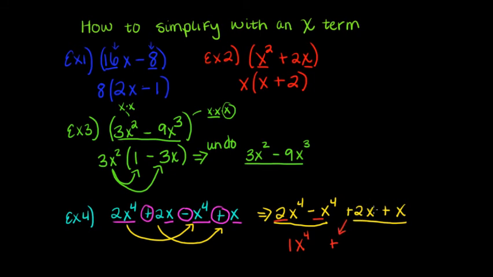We have a 2x plus x. Once again, we are not adding the x's essentially here, we are adding their leading coefficient. So 2 plus a 1 would give me a 3. So our final answer is x to the 4th power plus 3x.